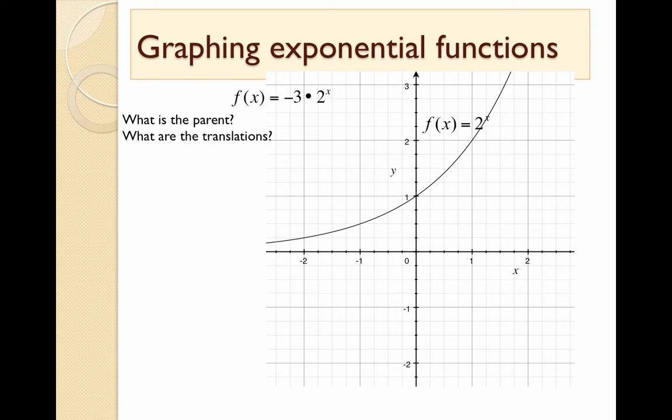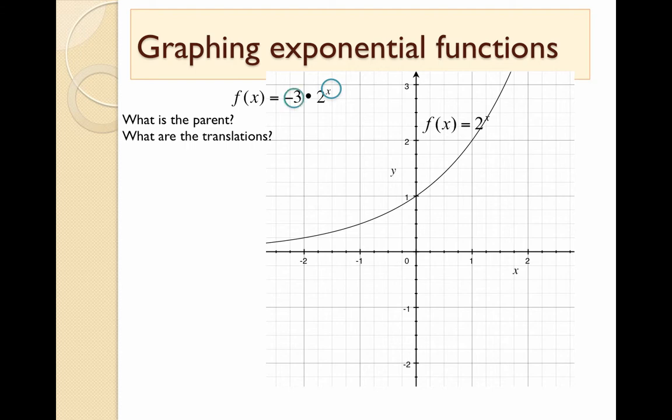All right, let's walk through another example. Here is the parent, f of x is equal to 2 to the x, and I've drawn its graph as a reference. Now let's look at the translations. We have no horizontal translation. We also have no vertical translation because we're not adding a constant to the end of this function.